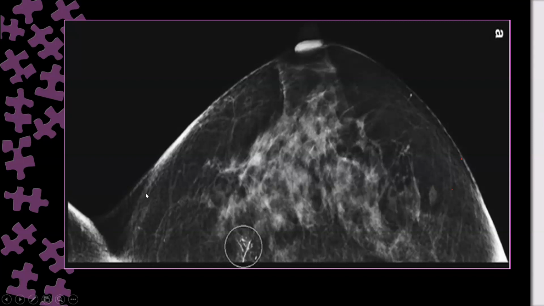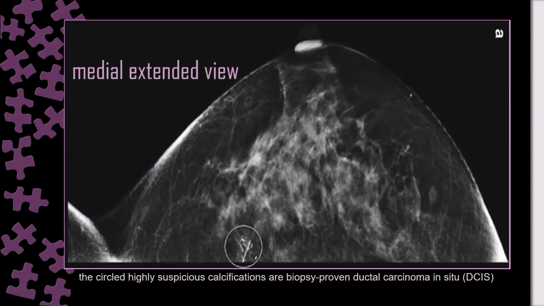This is the valley between the two breasts. This is the cleavage between the two breasts. So we go more medially, and this is the medial extended CC view. Okay, and this suspicious calcification represents a DCIS, because it is in the posterior breast, and we said that usually on MLO, this portion is missed.